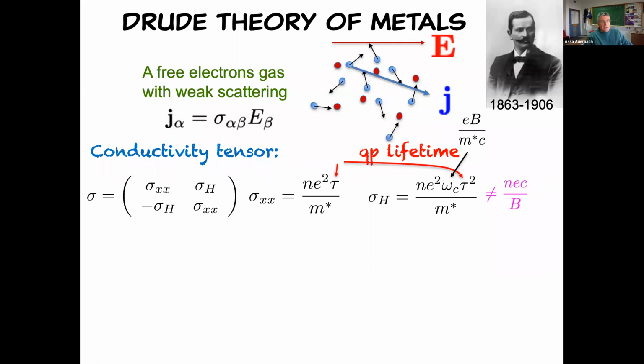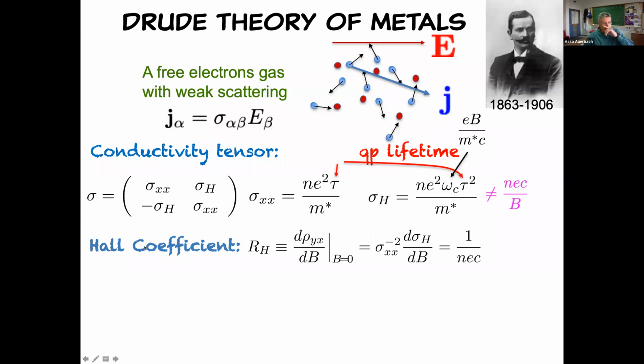However, in a miraculous way, the inverse of the conductivity, which is the resistivity tensor, gives you a quantity called the Hall coefficient, which is essentially the derivative of rho xy or rho yx divided by B at weak fields, at B equals 0. And if you plug in those expressions and take B to be small, you get this expression.